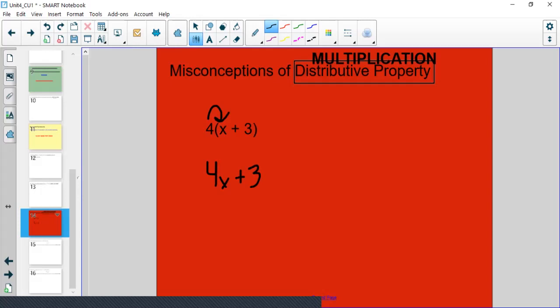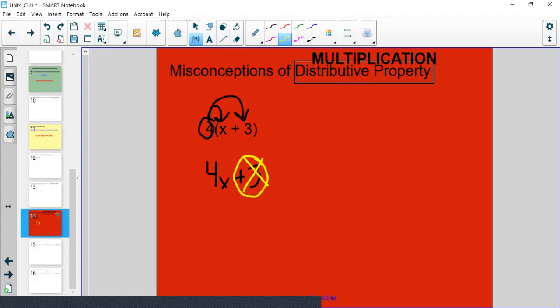Now, the problem with that is that you're ignoring the fact that we have to multiply whatever's on the outside, in this case our 4, by everything that's on the inside. So inside the parentheses, we don't only have the x, we also have a positive 3. So you also have to distribute to the positive 3. You also have to multiply times the positive 3. So that being said, this part right here is absolutely wrong because 4 times 3 does not equal positive 3.